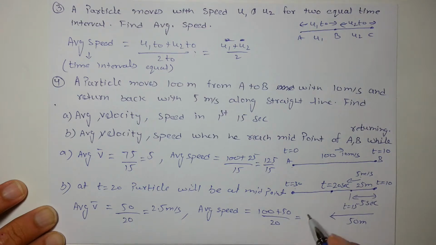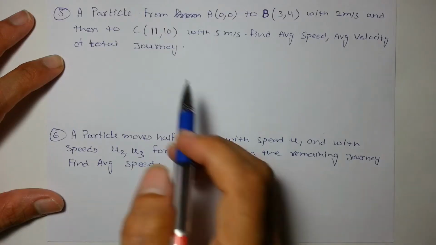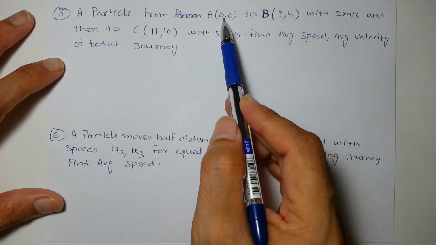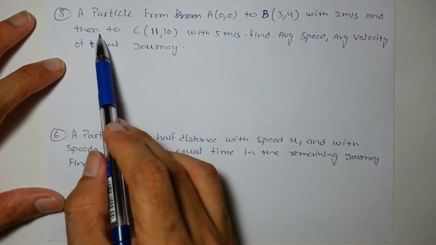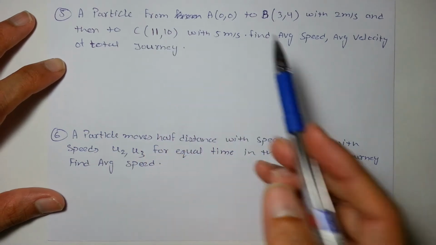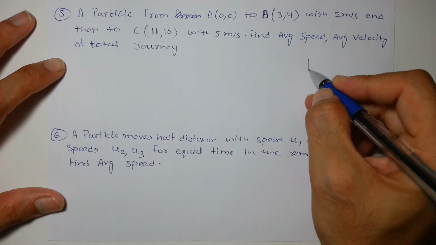So 150 by 20, which is 7.5 meters per second, is the average speed. A particle is moving from origin to B point, which is (3,4), with 2 meters per second. Then to C, which is (11,10).